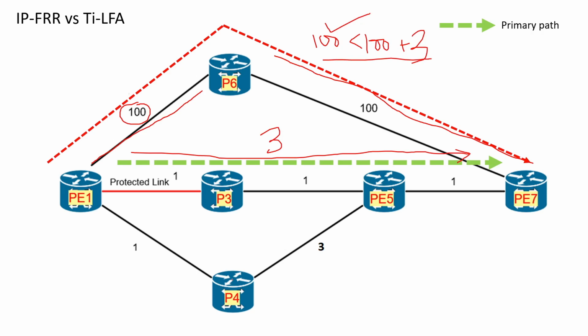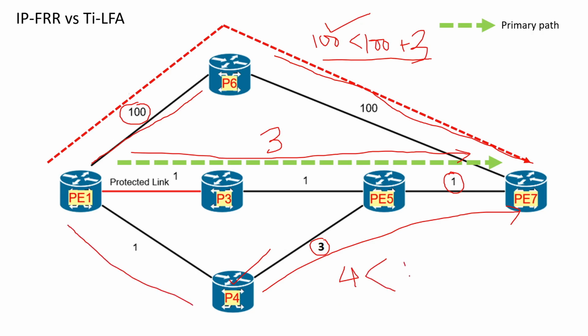but you might be thinking why it didn't choose P4 as a backup path. So let's calculate and see why it didn't choose P4 as a backup path. The distance between next stop and destination, this is 3 plus 1, that is 4, should be less than the distance from next stop to source, this is 1, plus the distance between source to destination, this is 3. This condition is invalid here.